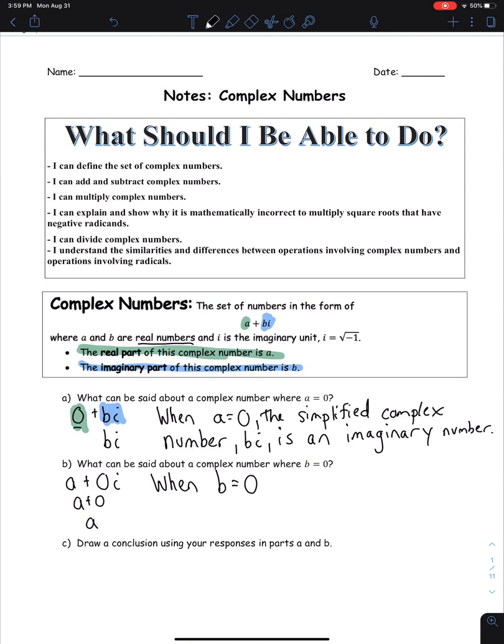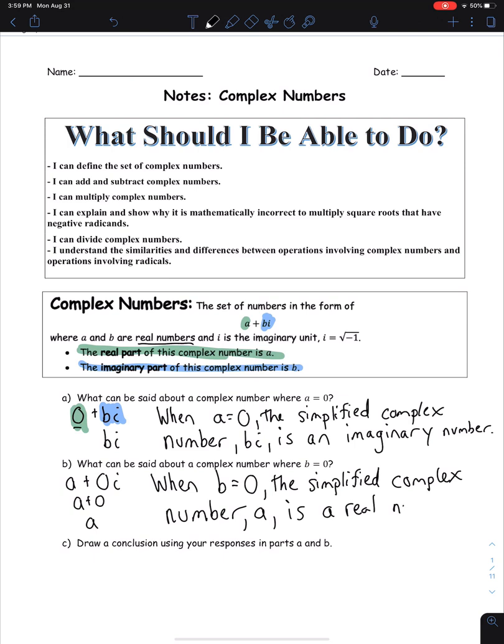The simplified complex number is what? Well, the simplified complex number a is a real number. So complex numbers both have a real component and an imaginary component. Sometimes it's just all real. If b happens to be 0, it cancels out the imaginary, and it's the real number a. But say a is 0, it cancels out the real part, and it's just the imaginary number, whatever bi is.